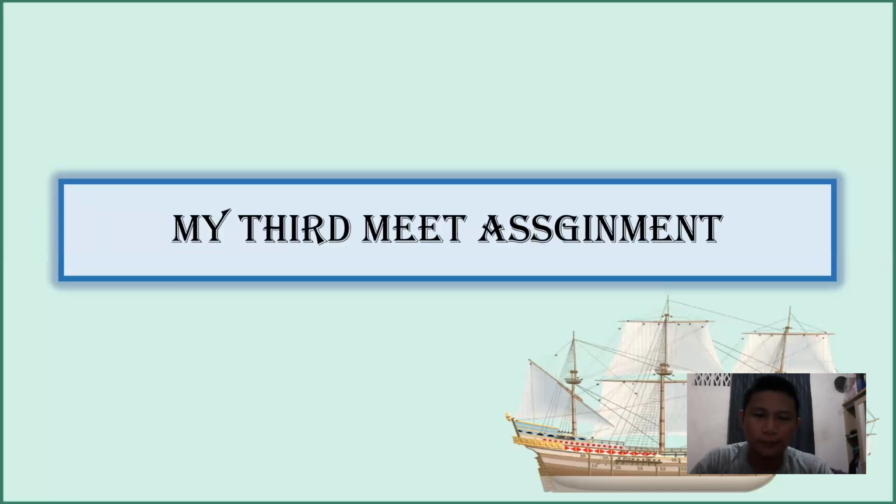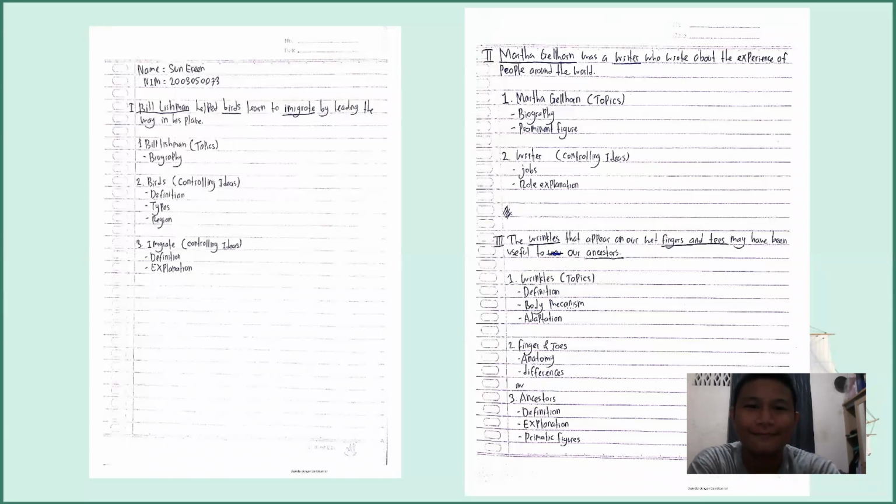My first assignment. So this is my assignment with paper document last week. It's about making a good topic sentence and creating a good outline with it. The first one is Bill Lishman, who helped birds learn to migrate by leading the way with his plane.